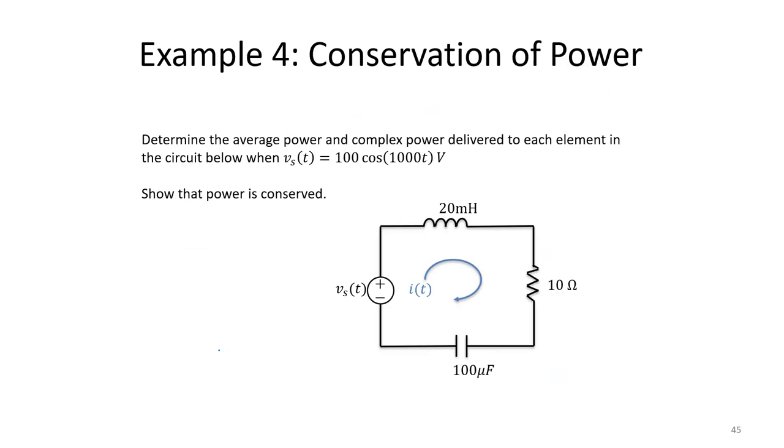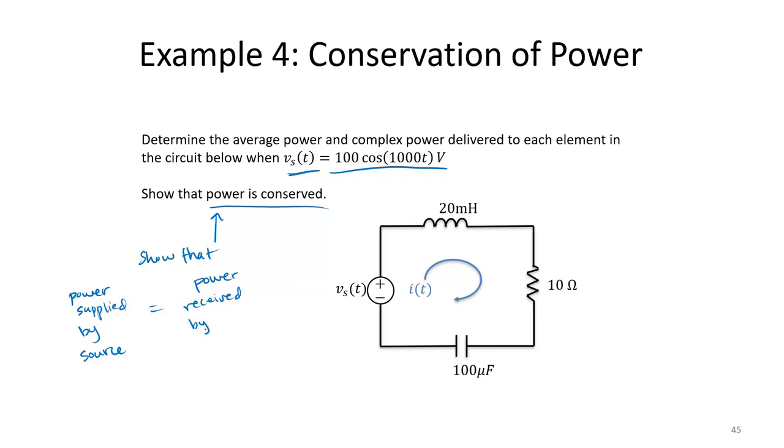Let's go ahead and finish up with one last example, and then we'll practice complex power in more detail in the next video. In this example, we are asked to determine the average power and complex power delivered to each element in the circuit. We are also told that our source voltage is 100 cosine 1000t volts. In the second part of our question, we are told to verify that power is conserved. So if we say power is conserved, we want to show that the power supplied by the source is equal to the power received by all the components.